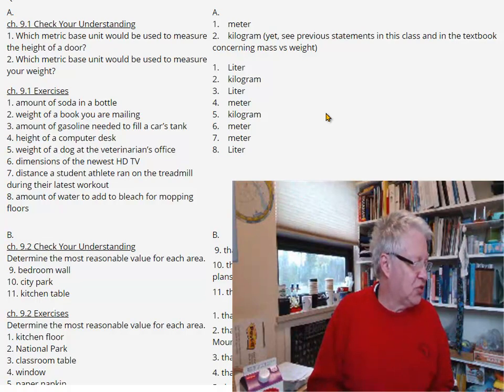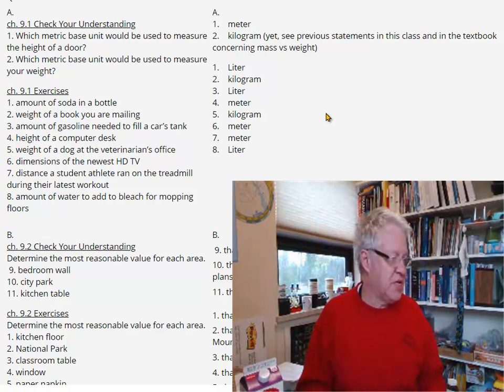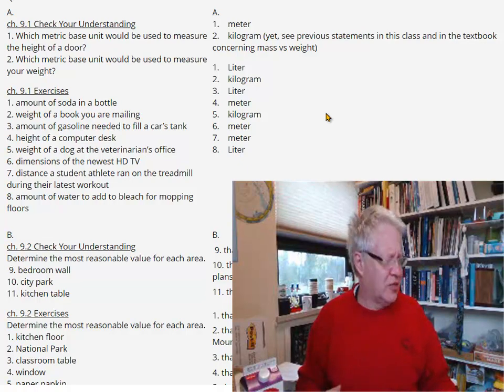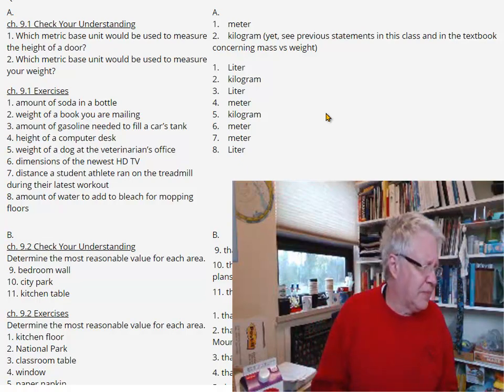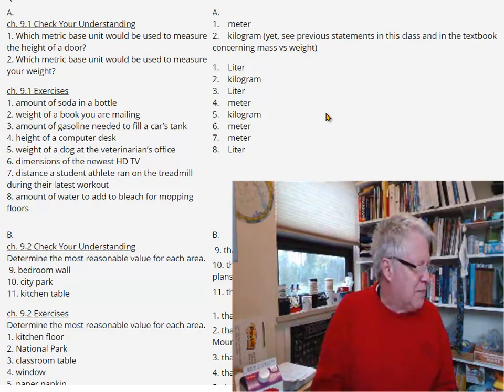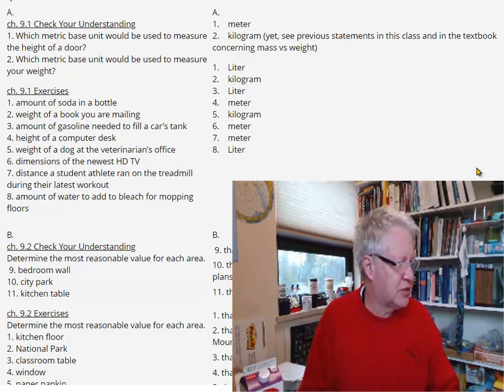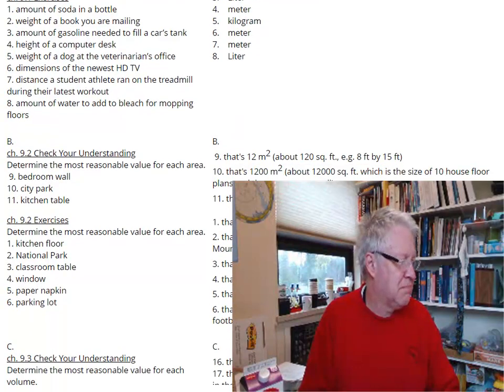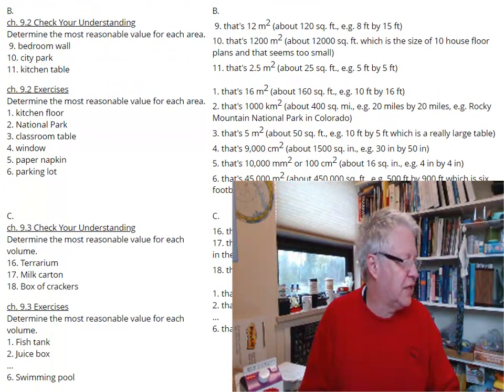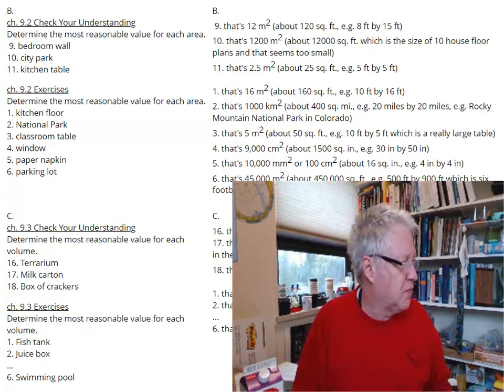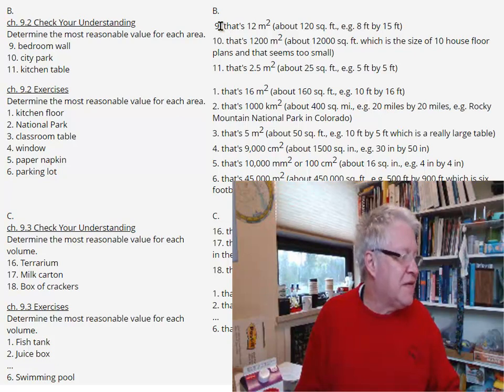Distance a student athlete ran on the treadmill during their latest workout, the base unit would be meters. If you're really running a lot on that, you could start measuring it in kilometers. Amount of water to add to bleach for mopping floors, yeah, that would be in liters. And as I read through these, maybe once in a while I skip one accidentally. All right, so these are the answers from the book. I believe I chose the correct answer already and then converted it to the American system with a couple of examples.